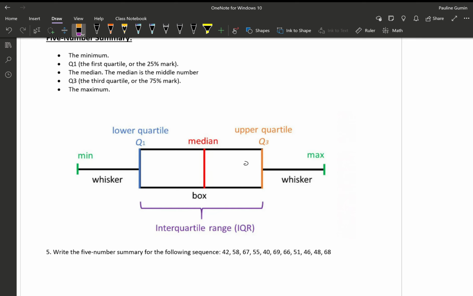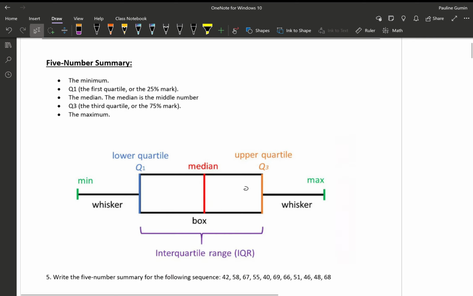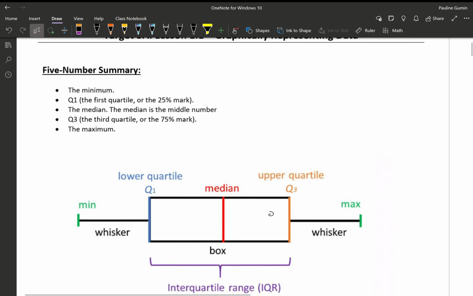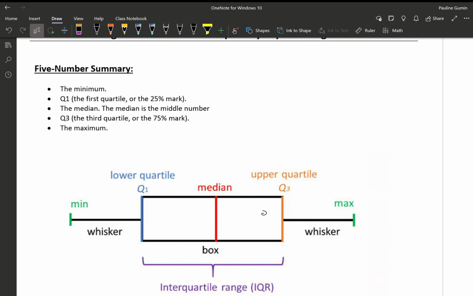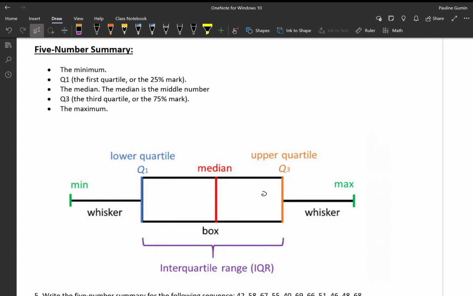Hello, and welcome to a little video about Target 5A, where we're going to be graphically representing data. The way we're going to do that first is using a 5-number summary, and we get this from using a box and whisker plot. Let's talk about this box and whisker plot.